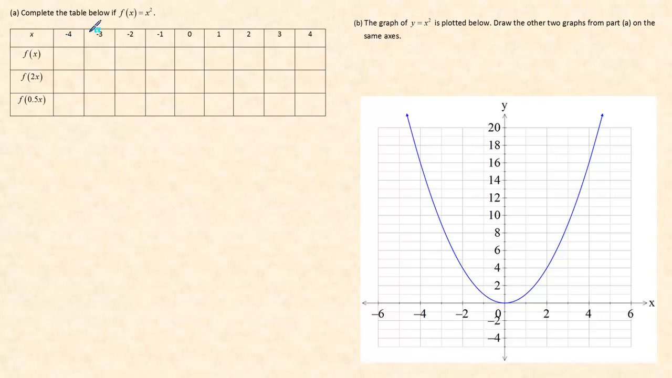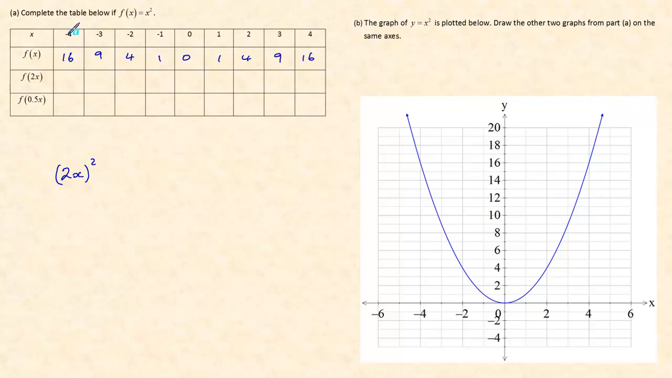Complete the table of values if f of x is x squared. So the top one, we've seen this a lot of times already, and we know how to just square things, so we can just fill that in very quickly. Now here we have f of 2x. So the 2 is directly multiplying the x, so that must be 2x squared.